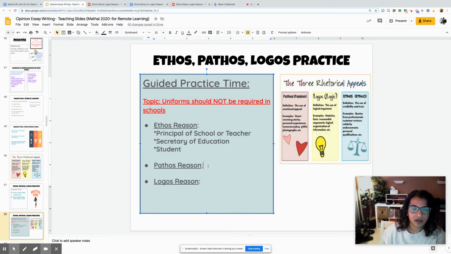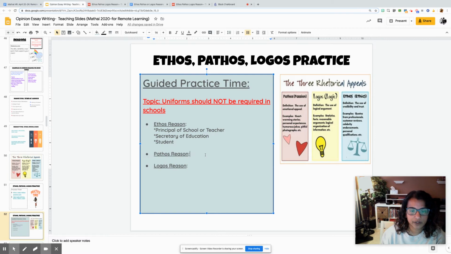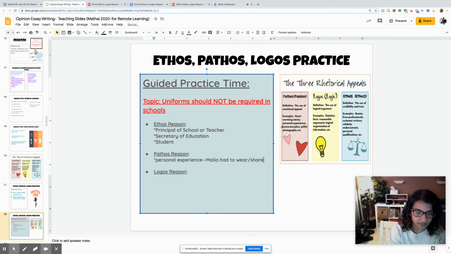Okay, all right. The next one is pathos. Now, pathos is passion, feelings, heartwarming stories, or even personal experiences. So in my essay, I actually shared my personal experience with uniforms, because my daughter, when she was in preschool, had to wear uniforms. So for personal experience, I'm going to put Malia had to wear uniforms, and I'm going to share my story.